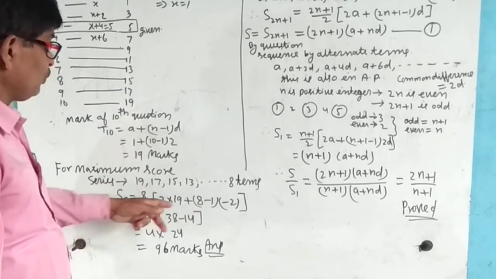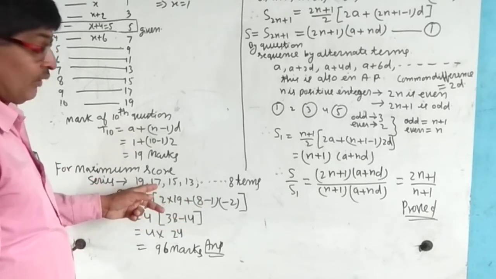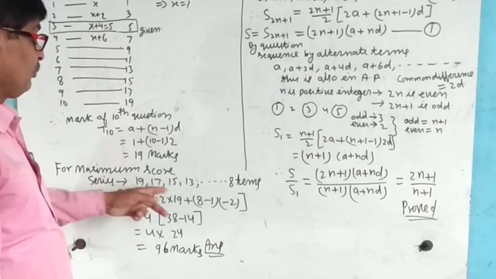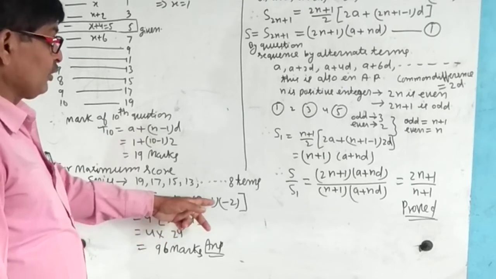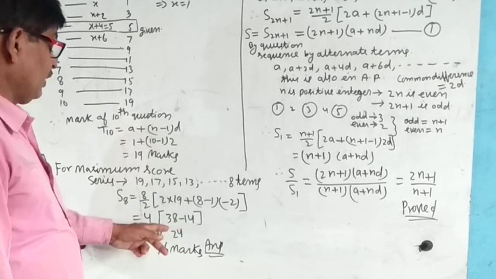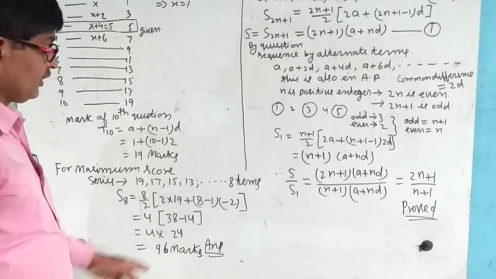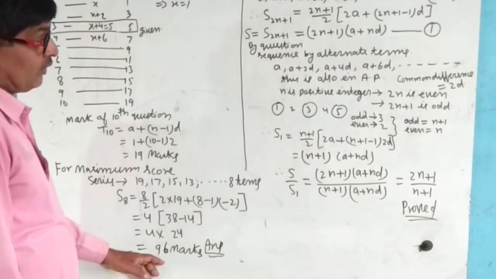So the sum of these 8 marks is 8 by 2 into 2A plus 8 minus 1 into D. D is 17 minus 19, that is minus 2, 15 minus 17 is minus 2. So this is 4 into 38 minus 14, that is 24, and this is 4 times 24, that is 96 marks. So the student gains the maximum of 96 marks.